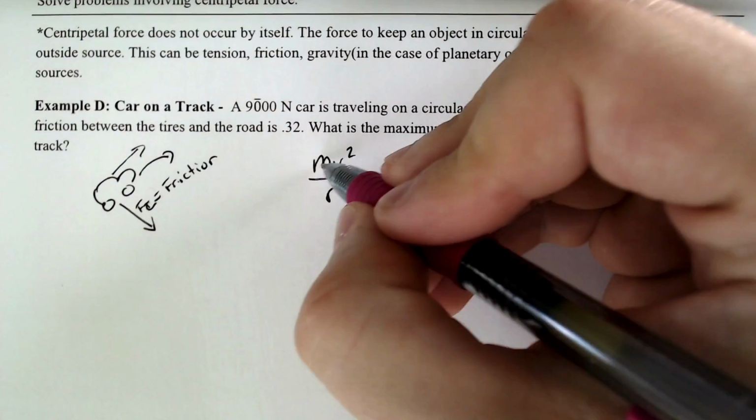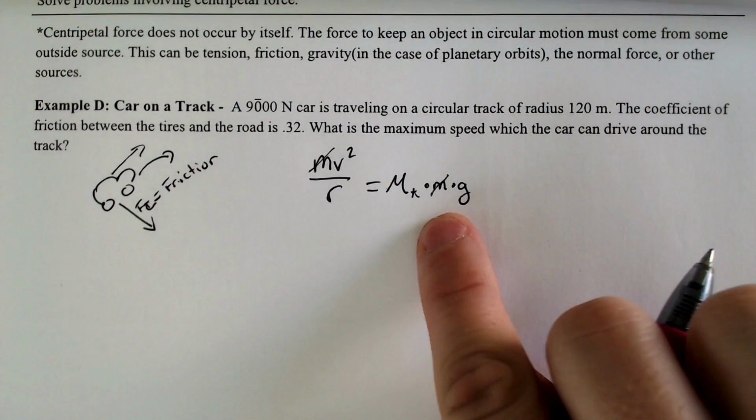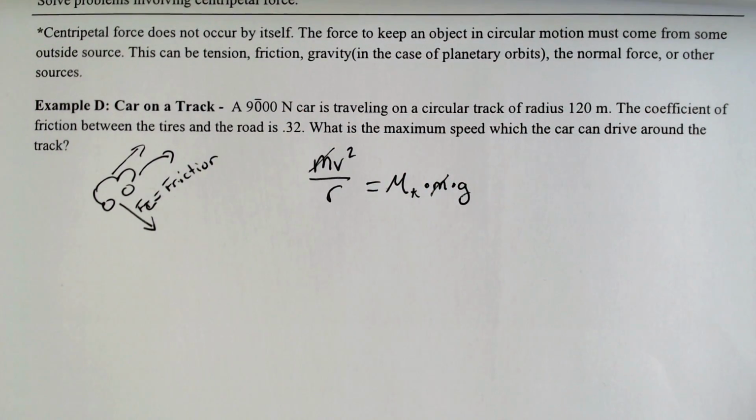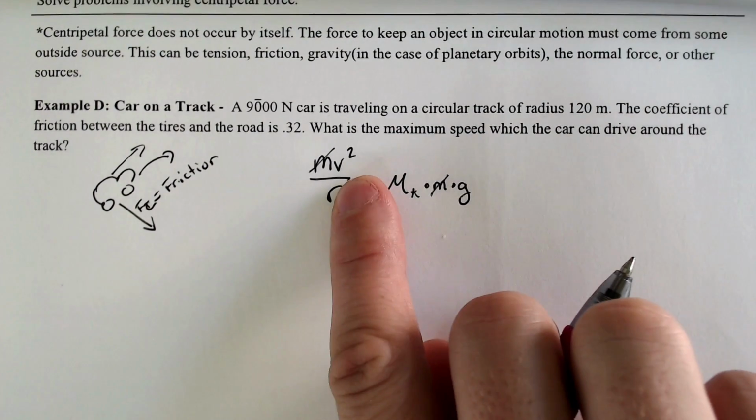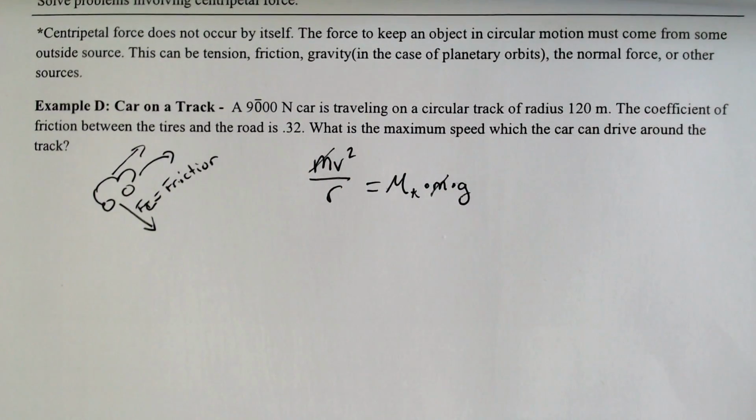Well, the m's are going to cancel out because we can divide by m on both sides, so this 9,000 newtons might not even be used, because mass won't matter. We've got v squared. It wants to know the maximum speed that it can drive around the track, so we're solving for v.